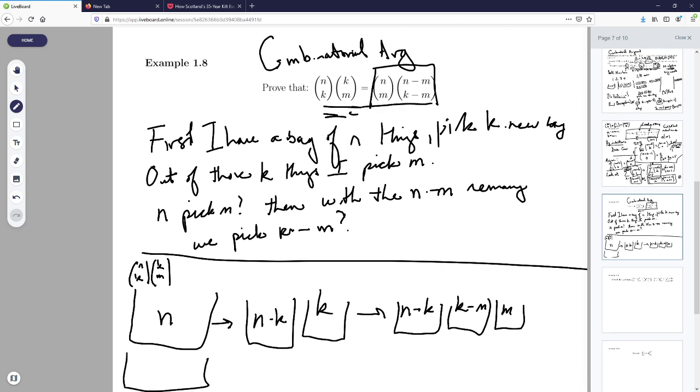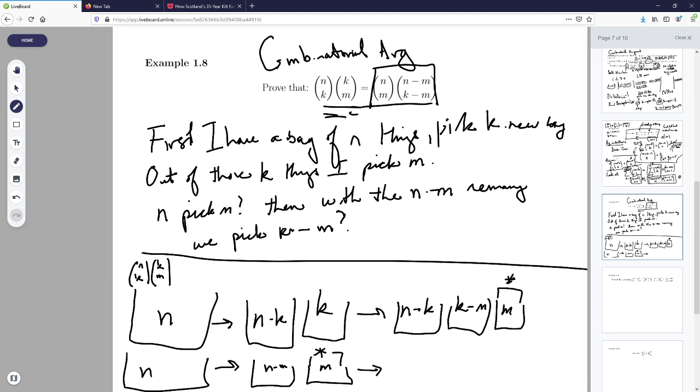So if you have a bag of n things, we're going to get a bag of n minus m things, and we're going to get a bag of m things. So actually this bag of m things here matches with this one here. So now all we have to do is make sure that when we do this next selection, the thing matches. So let's see what happens when the thing matches.